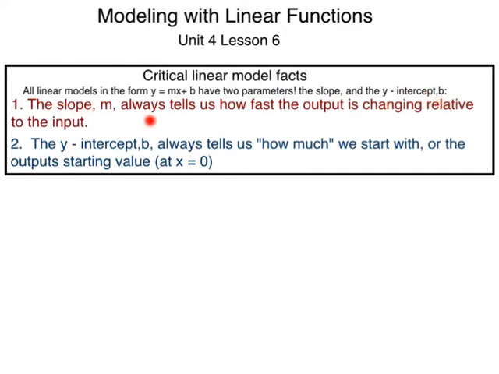The slope, m, always tells us how fast the output is changing relative to the input. To simplify that, remember the formula rise over run. That is my ratio, rise over run. The y-intercept b always tells us how much we start with, or the output starting value at x equals 0. So that's my b. Where am I going to begin? In that case, my x is always 0, and I'm going to be moving up and down on my y-intercept.